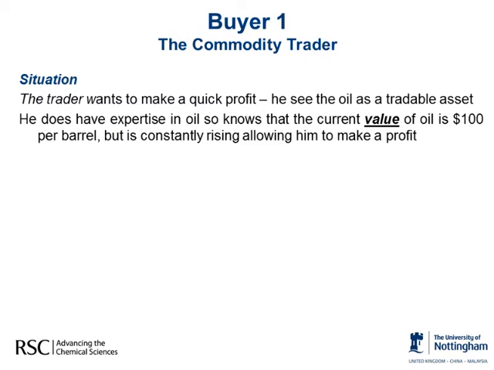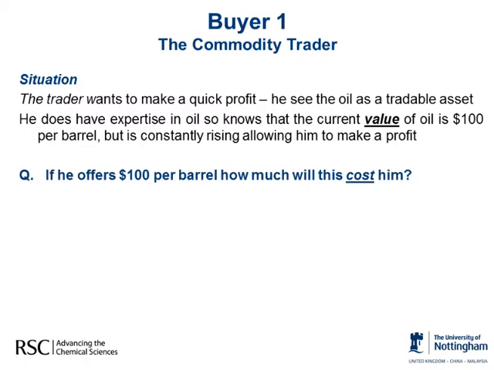First, you approach the commodity trader. The trader wants to make a quick profit. He sees the oil as a tradable asset. He does have expertise in oil, so knows that the current value of oil is $100 per barrel, but it's constantly rising, allowing him to make a profit. If he offers you $100 per barrel, how much will it cost him? It will cost him $1 million.